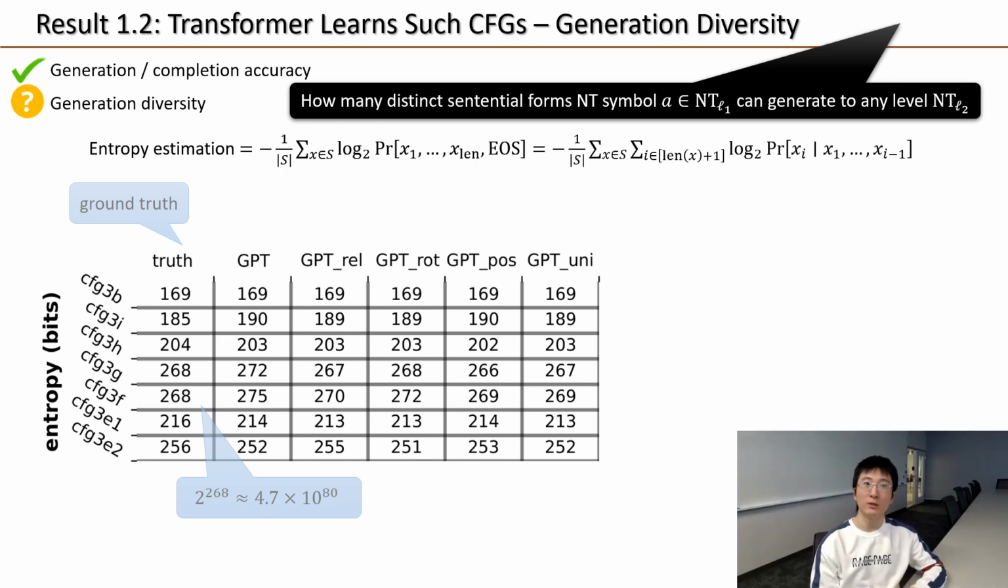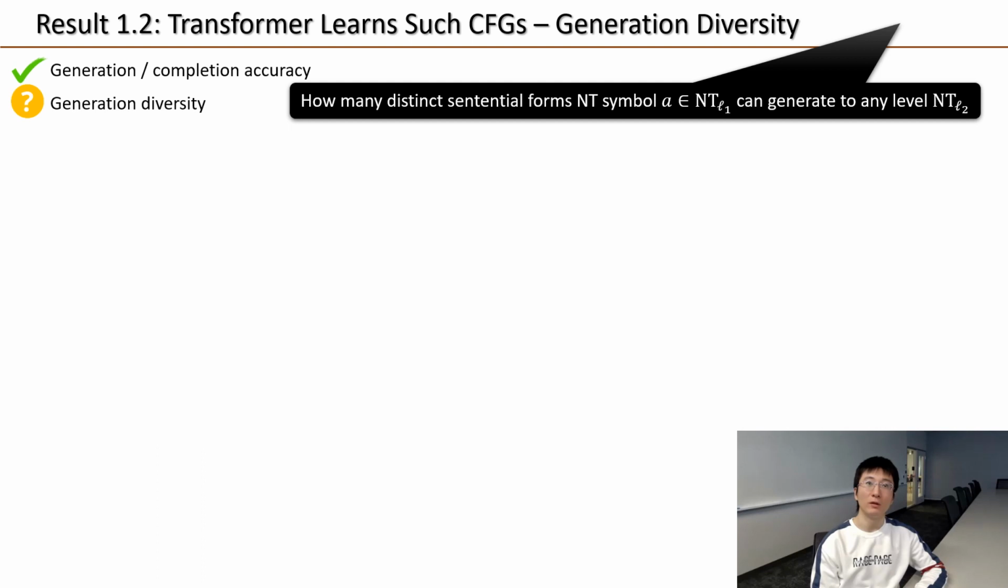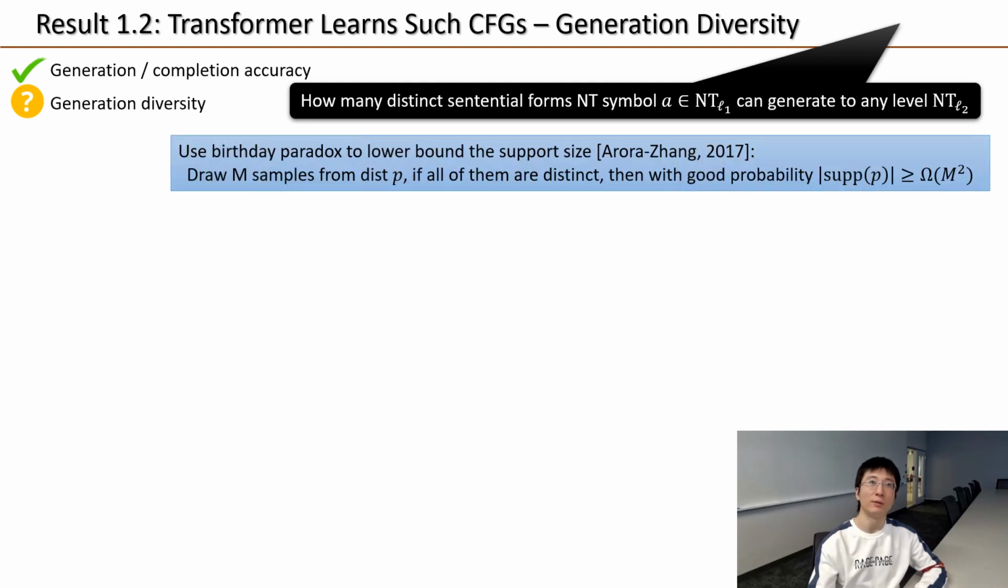How to do this estimation? We borrowed the idea from this very nice paper by Arora and Zhang. I think this idea must date back to much earlier, but it was the first time I learned it. That is, you can use the birthday paradox to lower bound the support size of any distribution. For instance, if you draw m samples from a distribution, and all of the samples are distinct, then you know that with good probability, the support of that distribution should be at least on the magnitude of m squared. This is the birthday paradox, right?